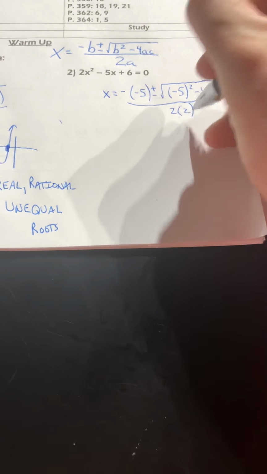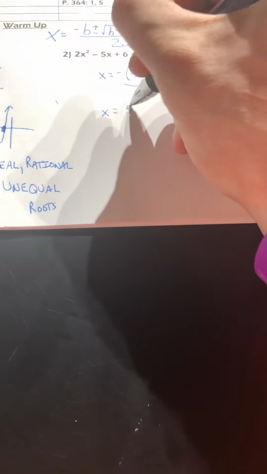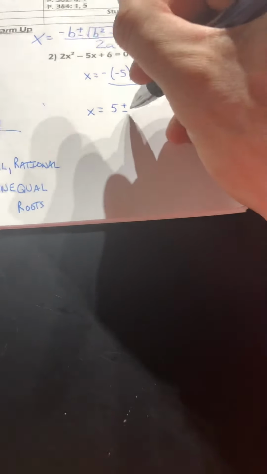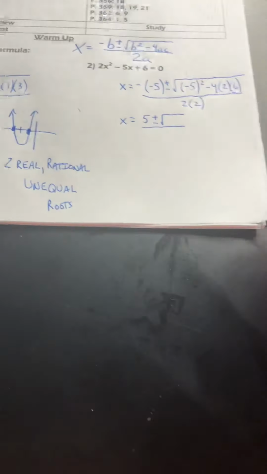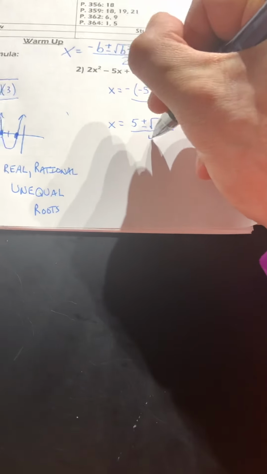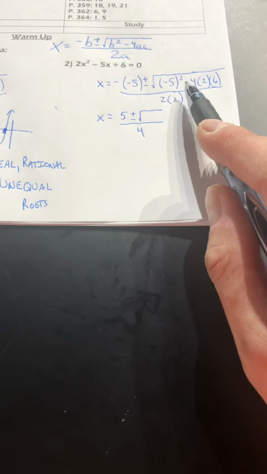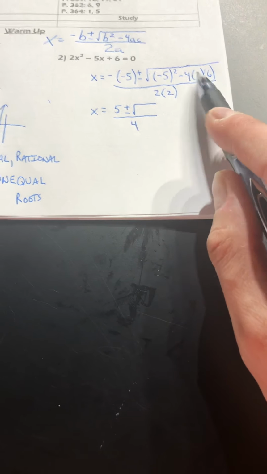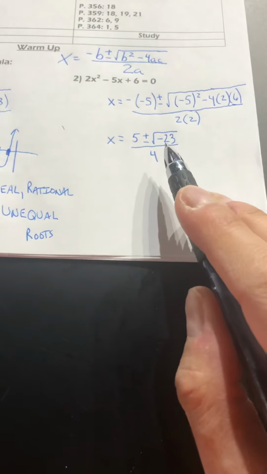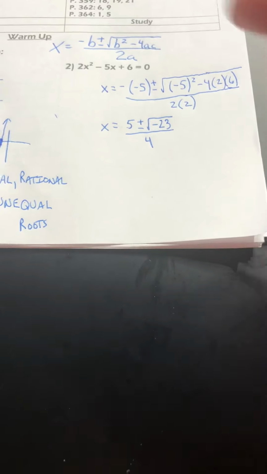So we're going to start to simplify this. We have negative 5, which is 5, plus or minus. I'm going to use the calculator to find my radicand, or my discriminant. 2 times 2 is 4. The inside, we have negative 5 squared, which is 25. 25 minus, well, 2 times 4 is 8, times 6. I'm going to get negative 23. Now, as we talked about last unit, a negative under a radical will give us an imaginary number. That negative sign is going to come outside as an i.